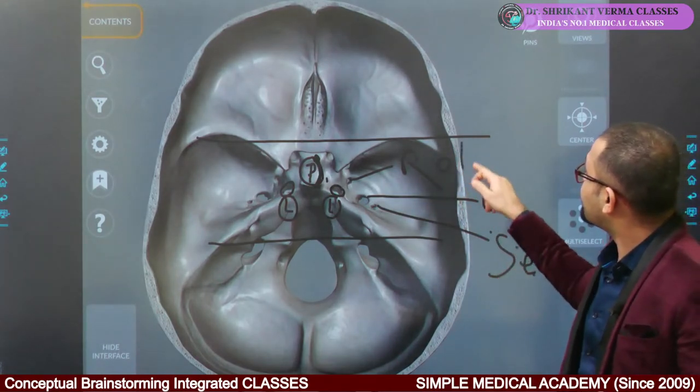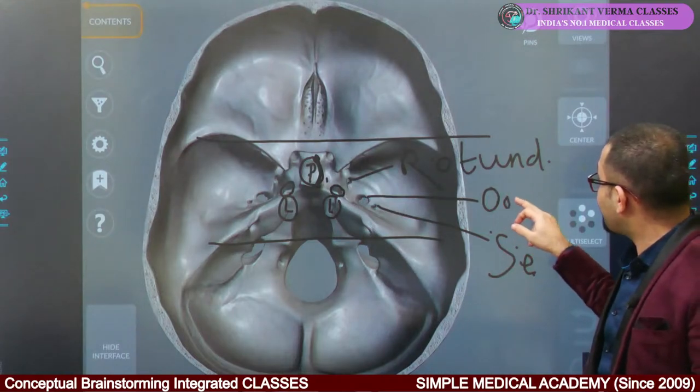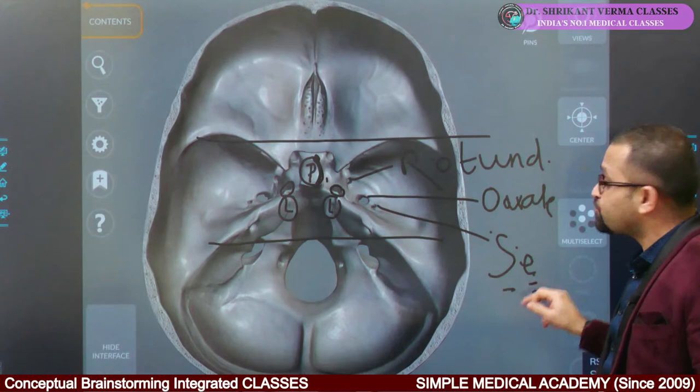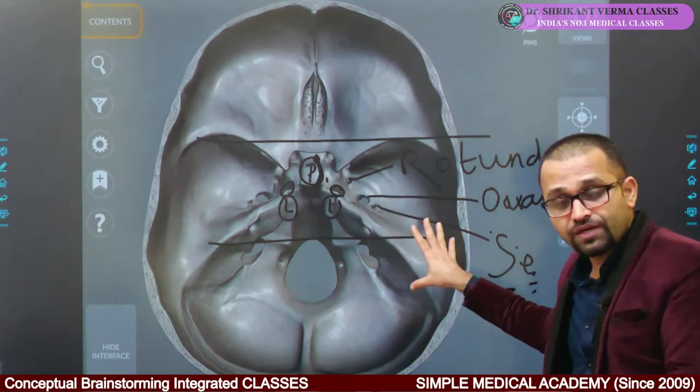R, you can remember the rotundum foramen. O, you can remember the oval foramen. And S, you can remember spinosum. So in detail we will discuss, but this is a short quick view.